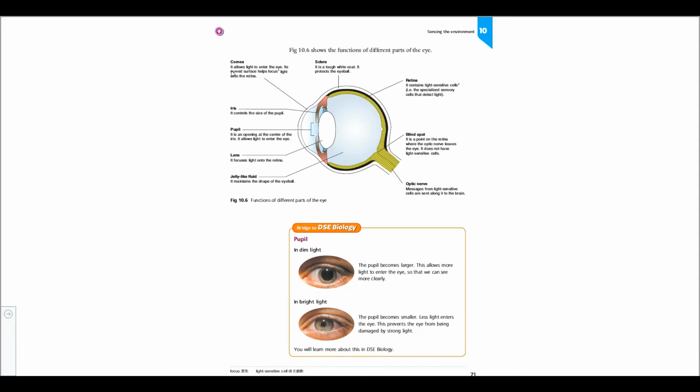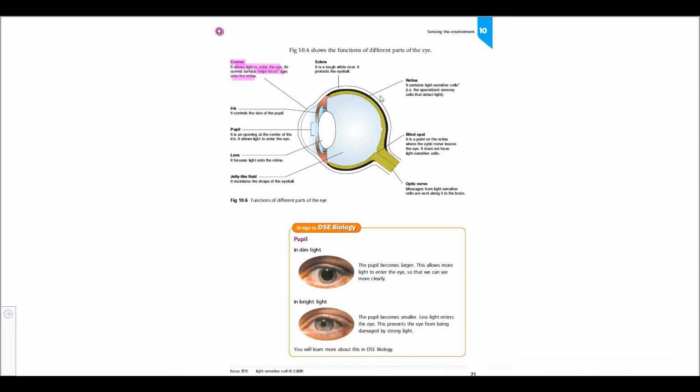So first, outside, remember the front part we call cornea. So the cornea is transparent, so it allows the light to enter the eye so that the eye can function. And also, there's a little bit curved surface you can see here. So it's not straight like this, so it's curved. So it can help focus the light.